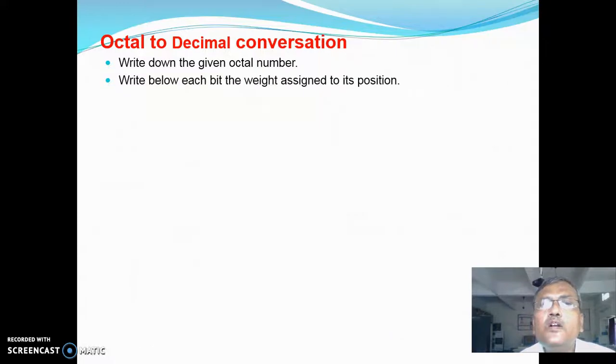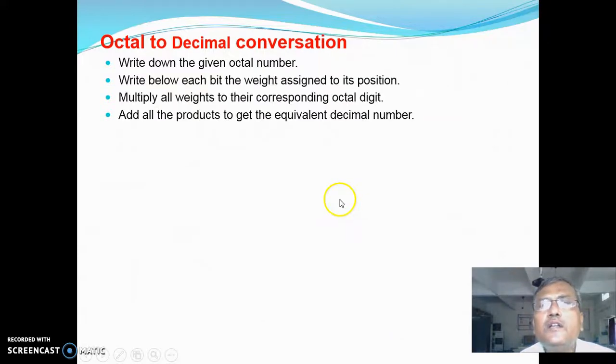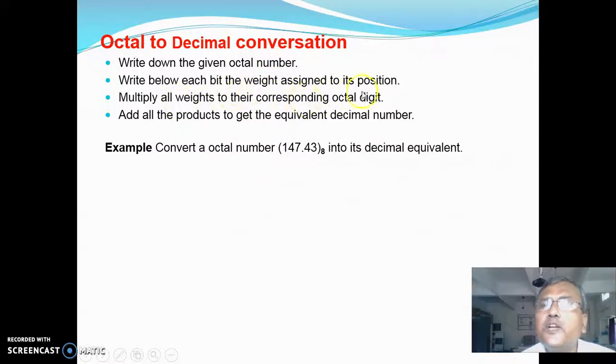Now octal to decimal conversion here. We write down the octal number, then write down the corresponding weights according to its position, then multiply all weights by their corresponding octal digits, and finally add all the products to get the equivalent decimal. For example, consider the octal number 147.43 and convert it into decimal here.